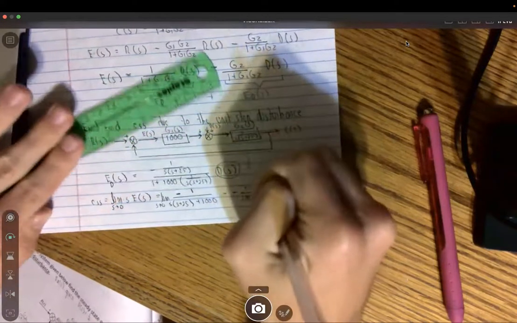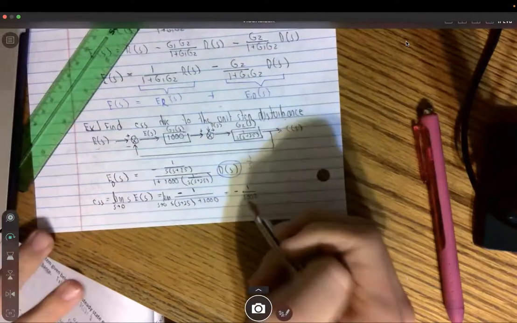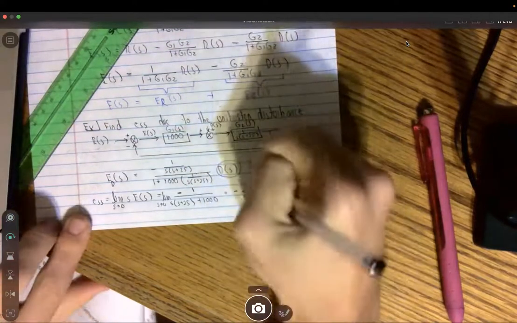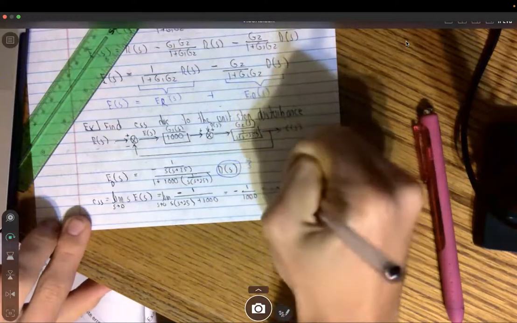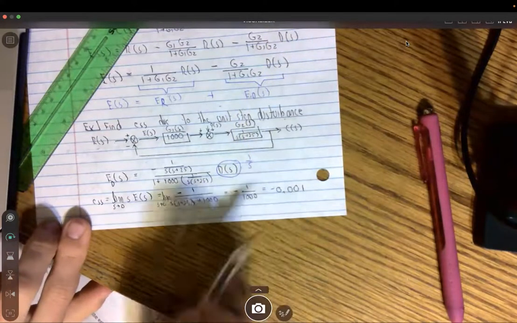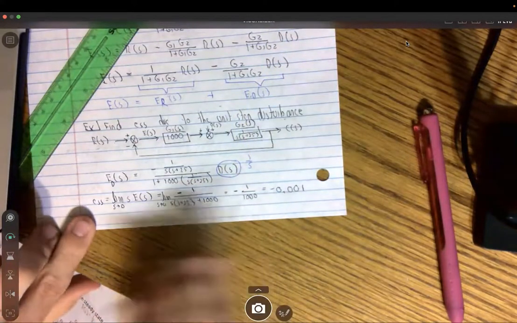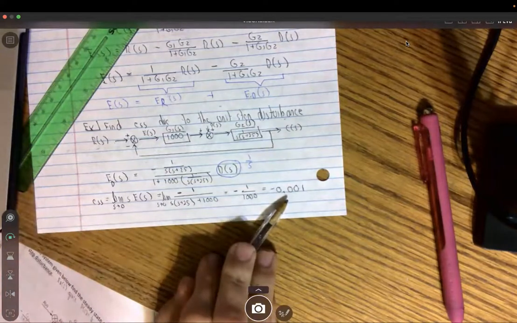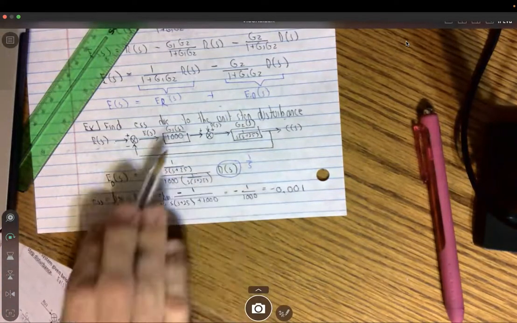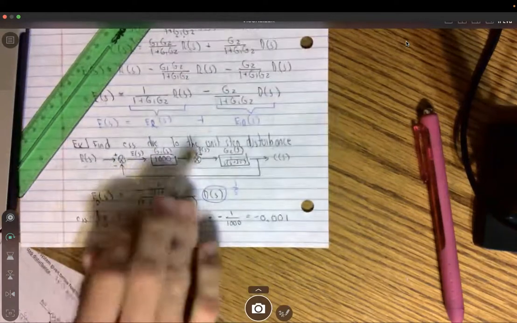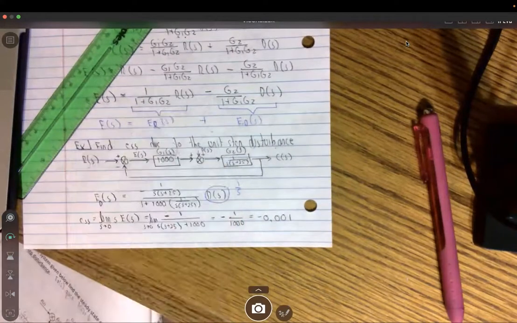So notice that this error is small. 1 over 1000 is -0.001. And so this error is pretty small, which for a steady state error is good. We have a small error, but it's small because our G1 is large. Remember, when you make G1 large, the error diminishes. And so that's why we have a small steady state error.